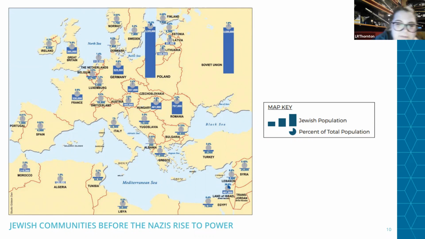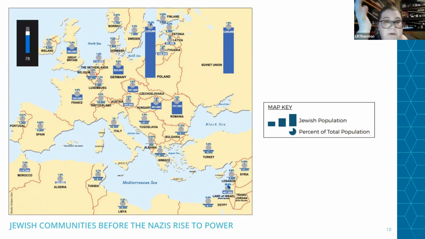I definitely did not realize the small amount of the population of Poland and Germany and the Soviet Union that were Jewish. Again, in the Soviet Union, 3 million, but it's only 1% of the population. I guess I didn't realize that there were that many Jews in the Soviet Union at that point in time.